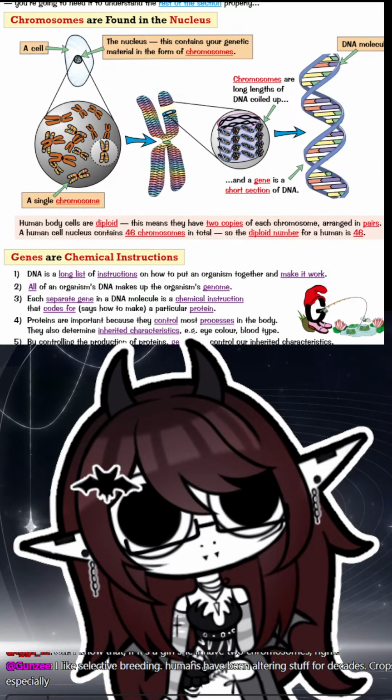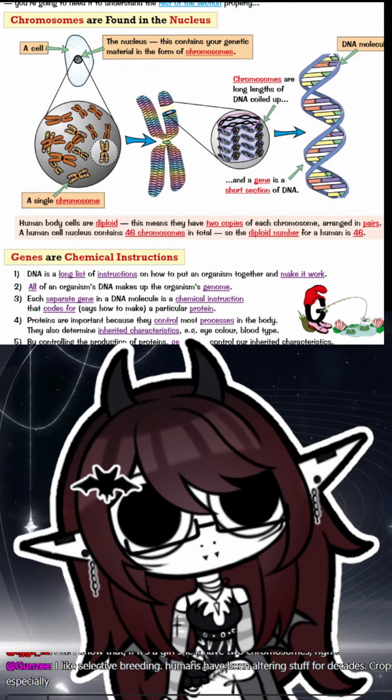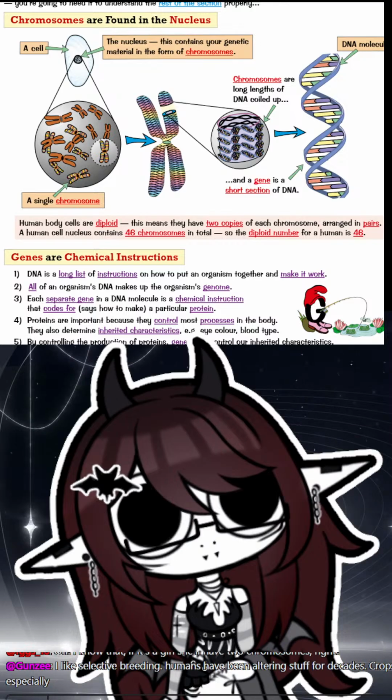Gunsey says, "I like selective breeding. Humans have been altering stuff for decades, crops especially." Yes, yes. We have a section on plant reproduction coming up in a bit.